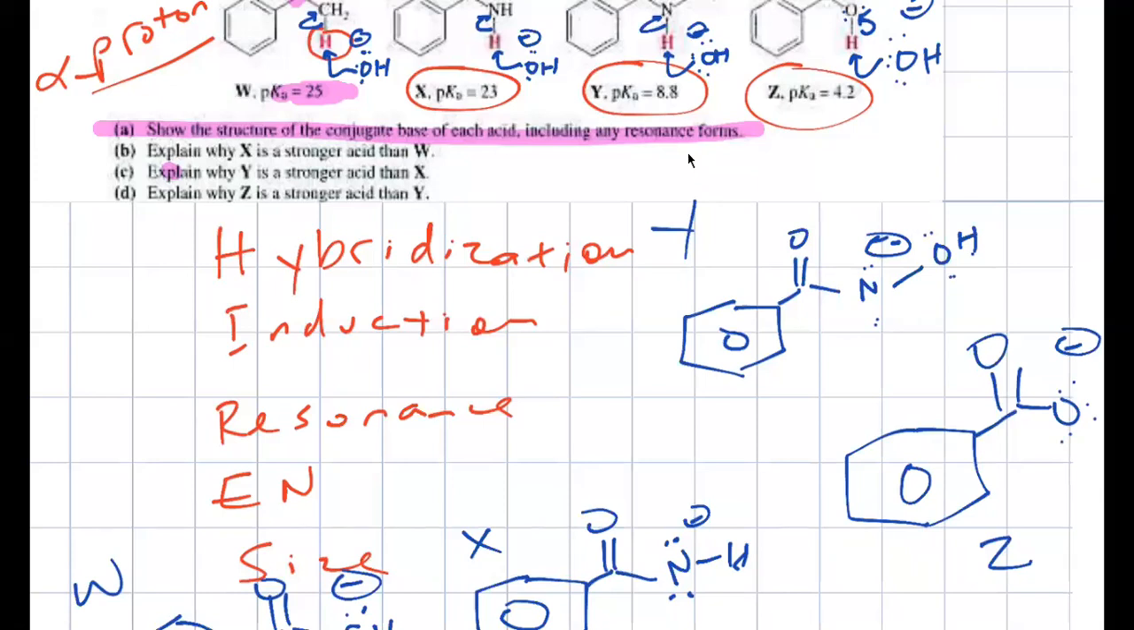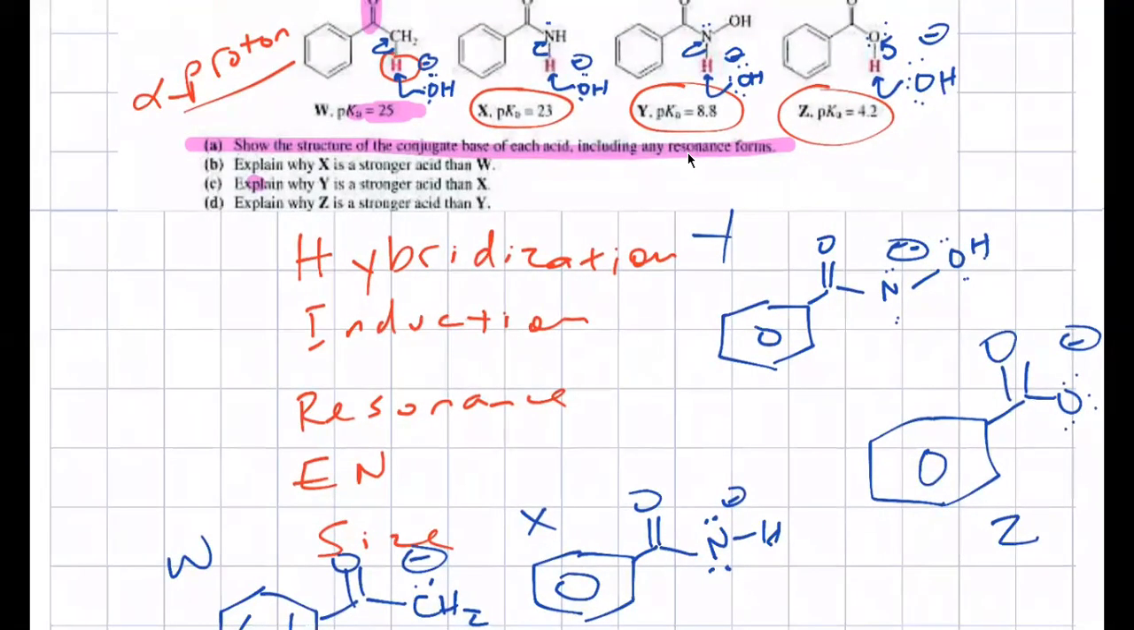So X has a pKa of 23. W has a pKa of 25. Can somebody tell me how many more times acidic X is than W, based on what we did finding? 100. 100. 10 to the second. That's exactly right. Who was that? Brittany. All right. Nice work. It's 100 times more acidic. You're exactly right. But why? That's the question.